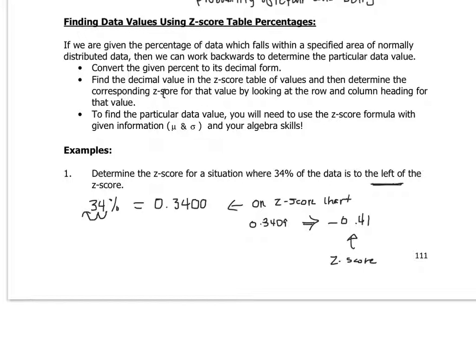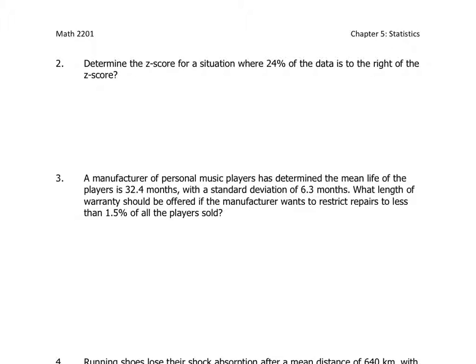This is what to do when you can't see the table that I'm using. Number 2, determine the z-score for a situation where 24% of the data is to the right.